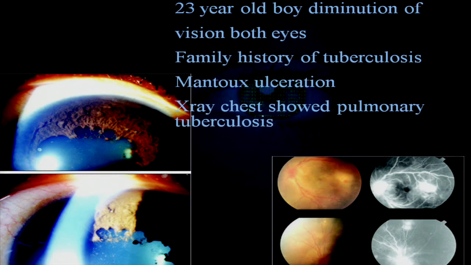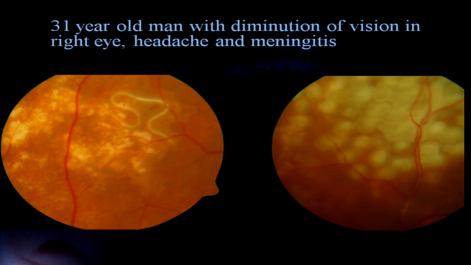Now this was a case who came with just anterior uveitis, and it was treated with steroids, but a family history showed tuberculosis, and then his Mantoux showed ulceration, and X-ray chest showed pulmonary tuberculosis. So just seeing that there is a uveitis, you treat the uveitis with topical steroids, you may miss a lot of systemic issues as well.